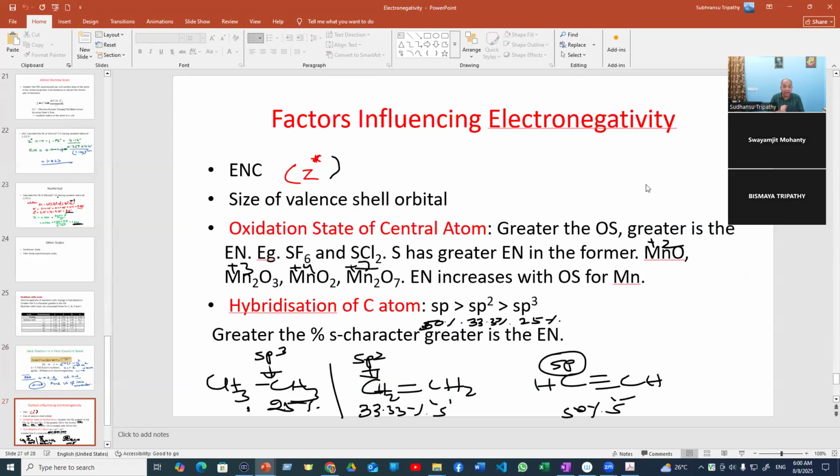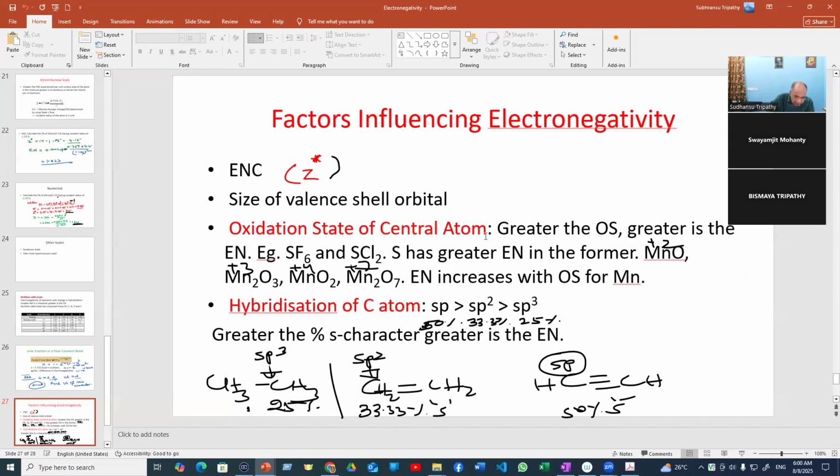That finishes this, and you will have to write it down. We have already discussed what are the factors which influence electronegativity of elements. One is ENC: as ENC increases in a period, electronegativity keeps increasing, directly proportional to ENC. Size of the valence shell: going down, size increases and electronegativity decreases.